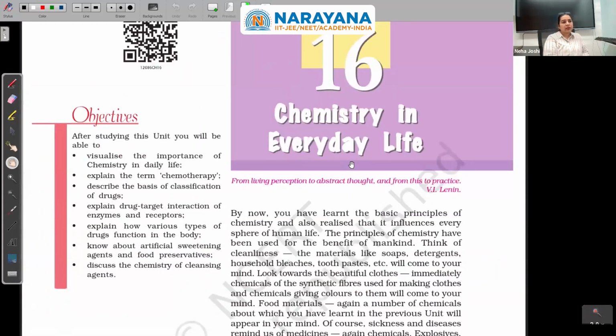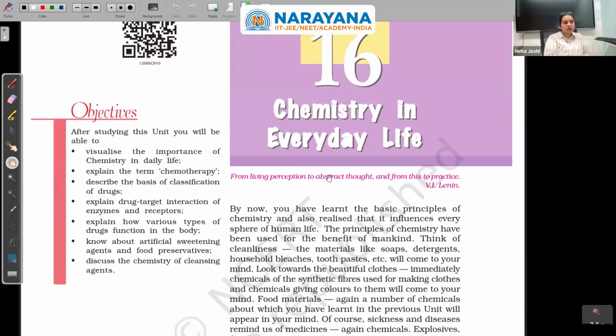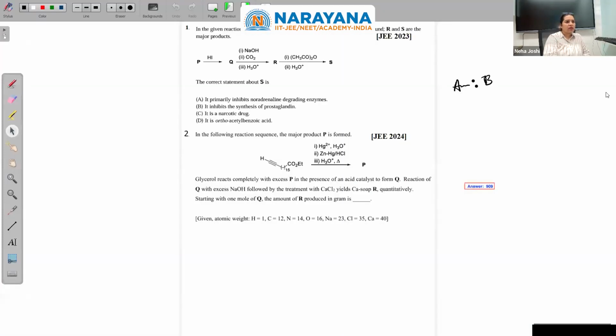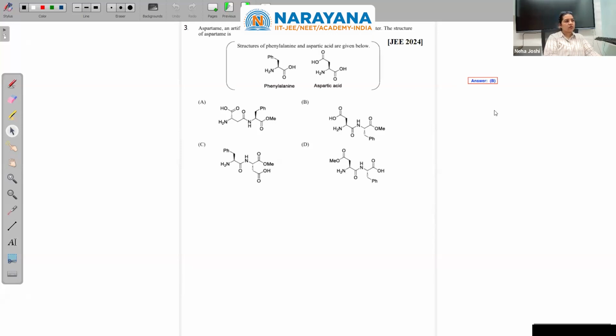See, from 2023 or so, this chemistry in everyday life has been added in the JEE Advanced syllabus. Before that it was in the main syllabus only. Now they have removed it from Mains, but it is very much part of your Advanced syllabus. And ever since it was added, almost every year we are having one question. See, J23, 24. Now we will try to solve it.